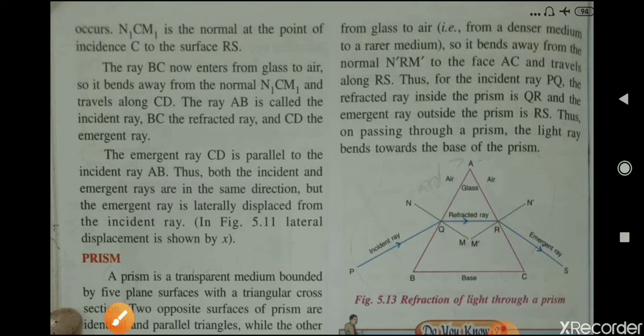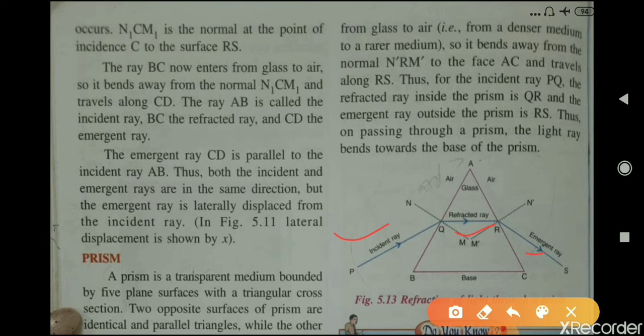This is the normal at this surface, N'RM'. And this refracted ray, when it moves from glass to air, that is from denser to rarer medium, moves away from the normal and travels along RS. So in this case, this RS is the emergent ray, this QR is the refracted ray, and this is the incident ray.